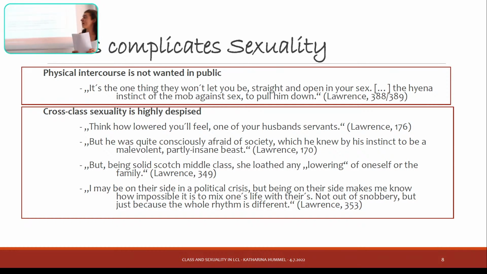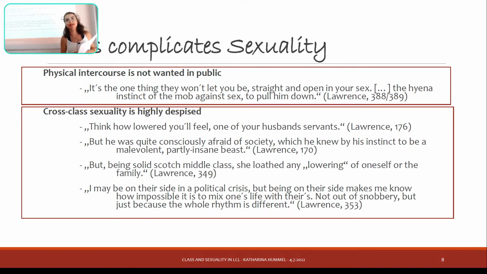which is class complicates sexuality. Here we have this complication. Okay, class, sexuality, what is important? And the one thing is that physical intercourse is not wanted in public. Quote, "It's the one thing they won't let you be, straight and open in your sex. The hyena instinct of the mob against sex to pull him down."